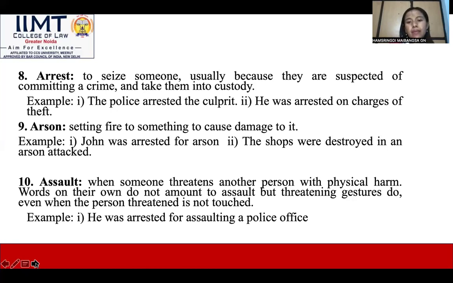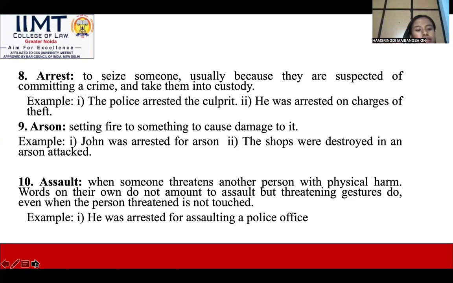The next example is, the shops were destroyed in an arson attack. So the shops were destroyed by somebody whose intention was to cause damage to it by setting fire to it.